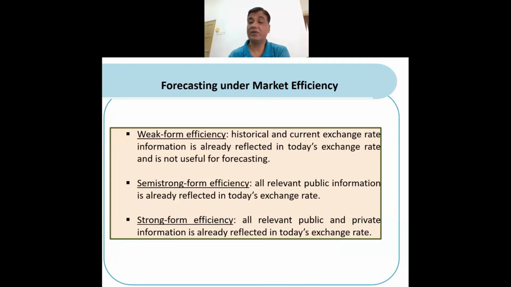If the stock market of a country is weak form efficient, weak form is basically where we use technical analysis. Weak form efficiency means you can use the past price and volume and you can predict the future. So that's what weak form efficiency is. You can use the past price data and volume alone, and with that you can forecast the future.